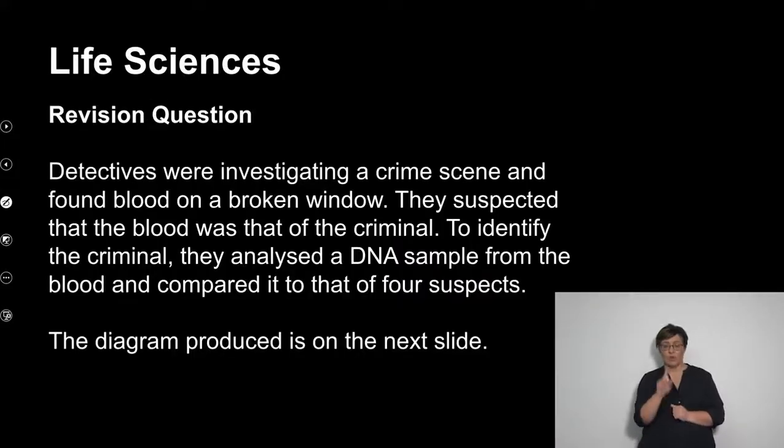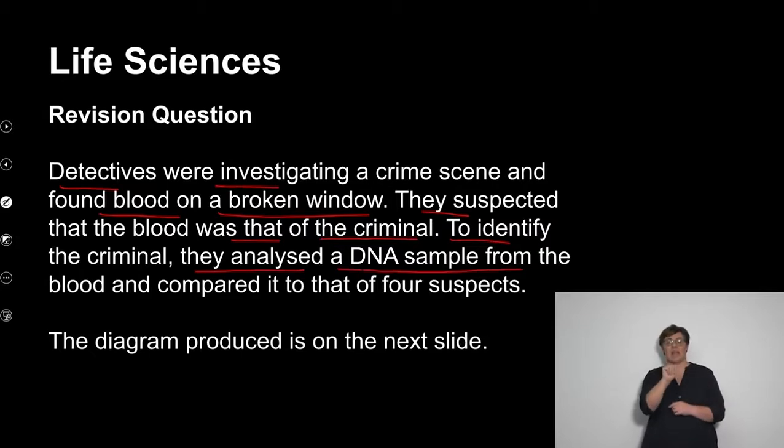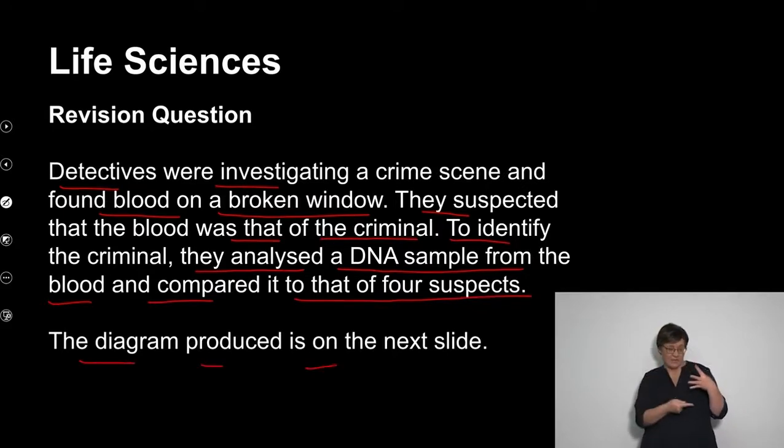So the question reads, and I often remind the learners to highlight key components of the question, and we'll go through this together. Detectives were investigating a crime scene and they found blood on a broken window. They suspected that the blood was that of a criminal. To identify the criminal, they analyzed a DNA sample from the blood and compared it to that of 4 suspects. The diagram produced is on the next slide.